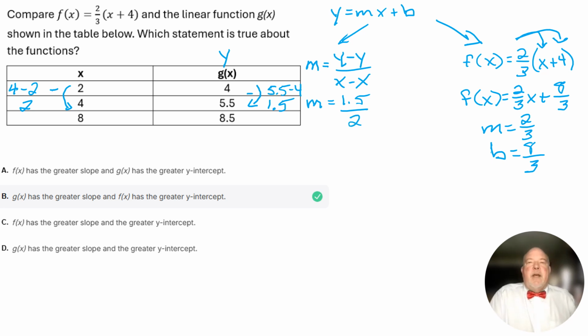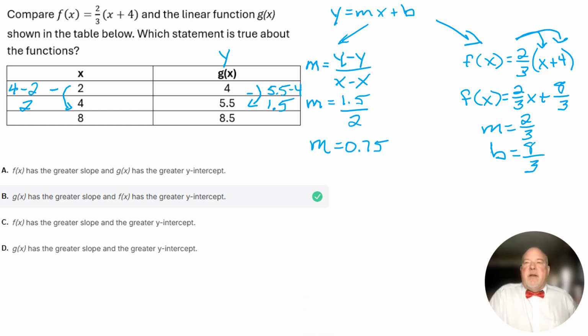And so if you go ahead and do 1.5 divided by 2, you're going to get a slope of 0.75. As far as I can tell, these are asking which is greater than the other. So this slope of 0.75, that's greater than 2/3. If you change 2/3 into a decimal, 2 divided by 3, you'd get 0.6 repeating.